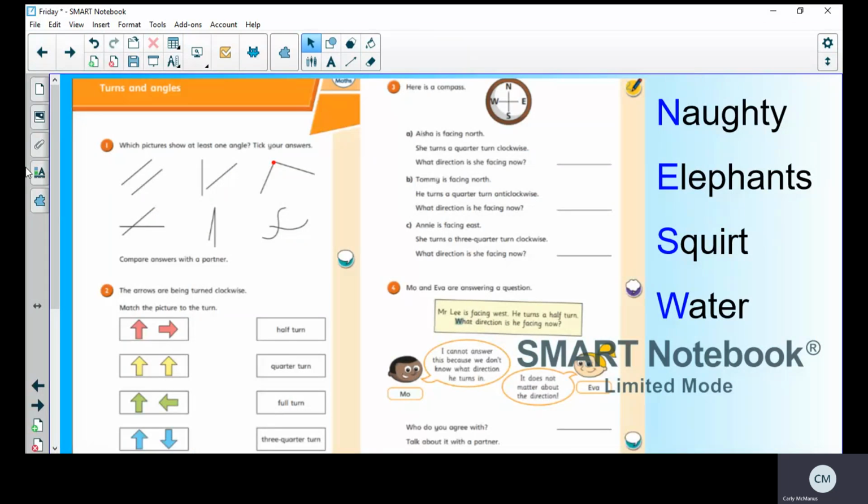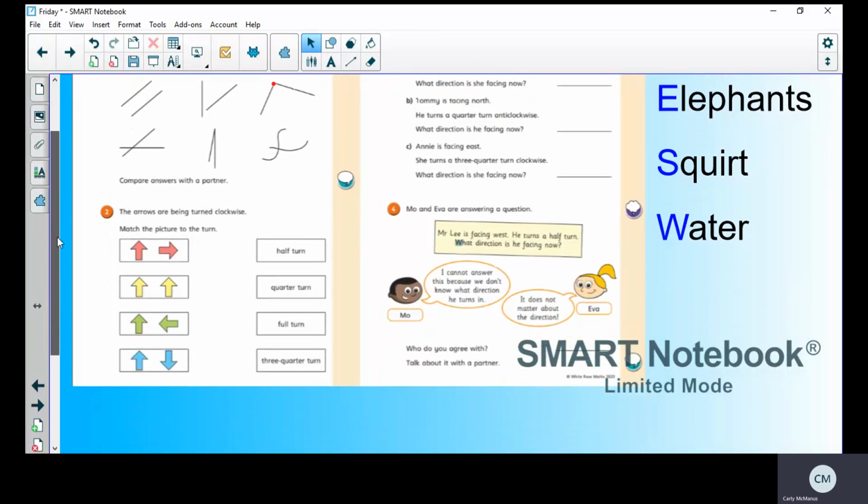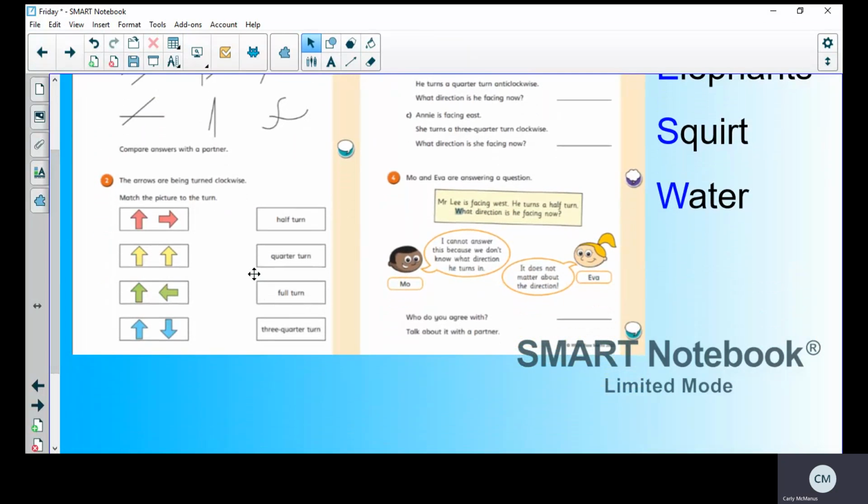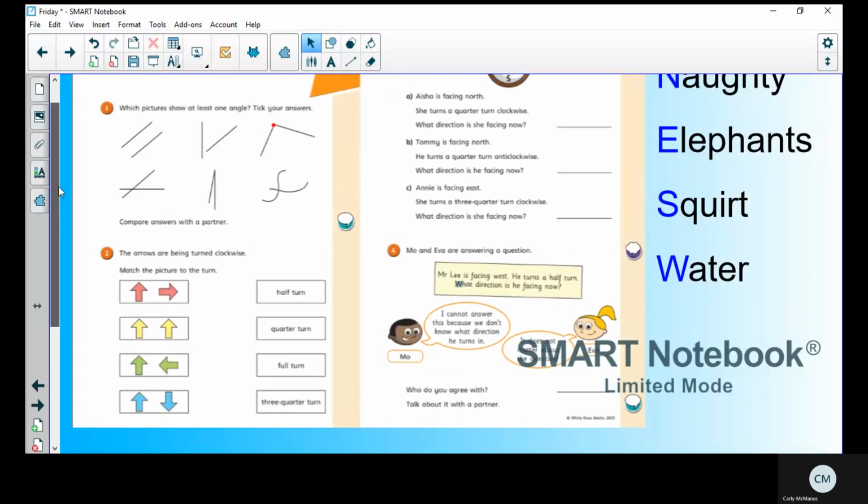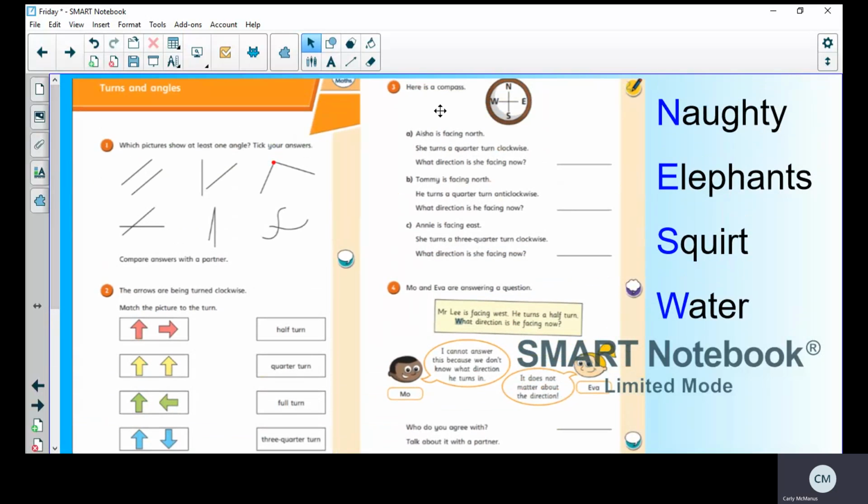So when you're thinking about this question, that should help you with that. Now, here is a compass. A compass has north, east, south, west, and tells you what direction to go in. I always remember north, east, south, west by naughty elephants squirt water.